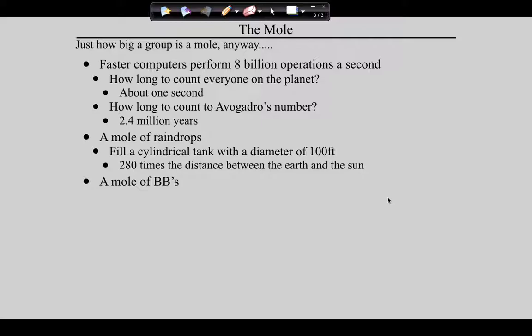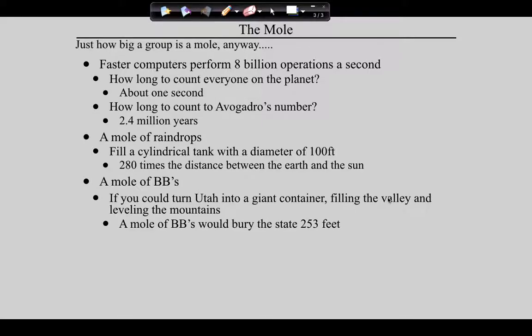Guys, when I did this math, frankly, I almost chose to not give this example because it was so big, I couldn't put it in context. And then I took on the challenge and I broke out a map. Ready? A Tupperware container sufficiently big to contain a mole of BBs, a mole of airsoft pellets, would be the size of Utah, 253 feet deep.